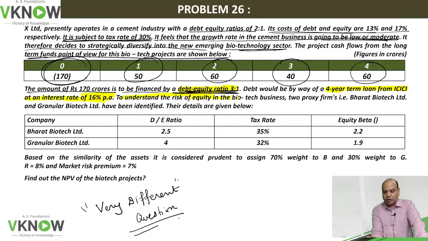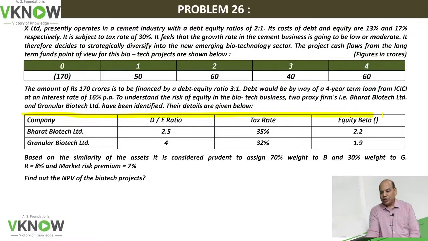To understand the risk of equity in the biotech business, that means to find cost of equity, two proxy firms, Bharat Biotech and Granular Biotech Limited, have been identified. The details are given below: name of the company, debt equity ratio, tax rate and their equity beta. Bharat Biotech Limited, debt equity ratio 2.5, tax rate 35, equity beta 2.2. Granular, 4:3:2, 1.9. So these two firms are representative of the industry.